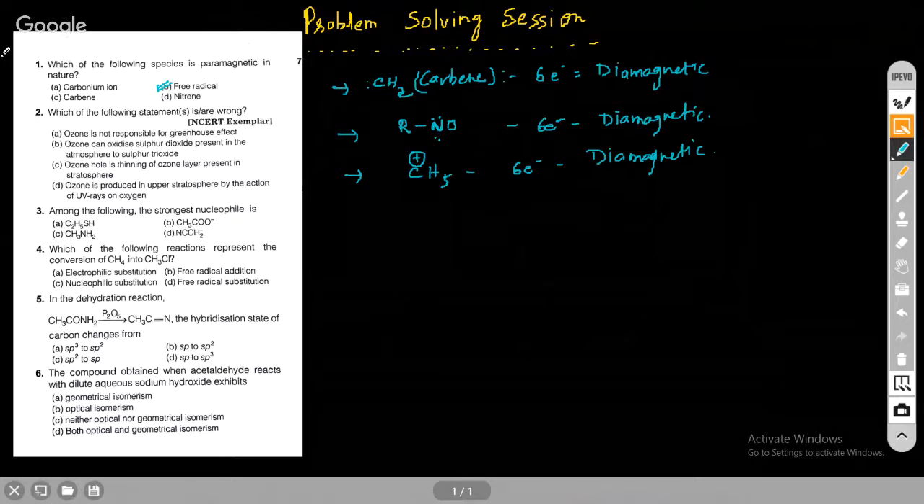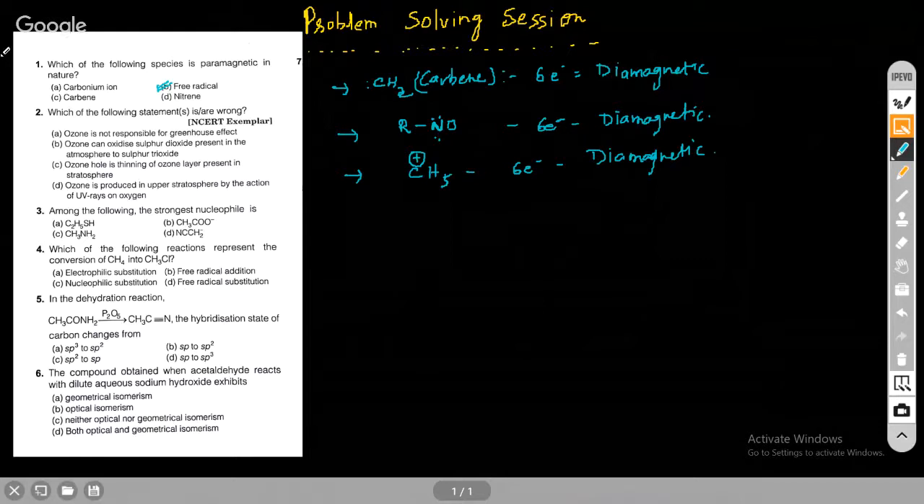What is the answer? Question number two. Shreyas is saying D. Simon is saying A. Pratik Kondania B. Aditya Mishra A. Ritvik A. D. A. A. So most of you are saying A and some of you are saying D. First of all, the question is, the following statements is are wrong. Wrong statement we have to find out.